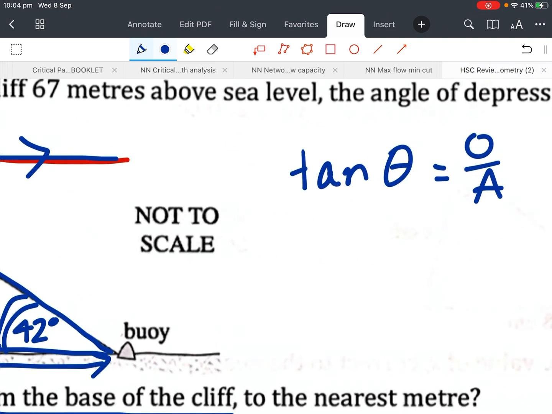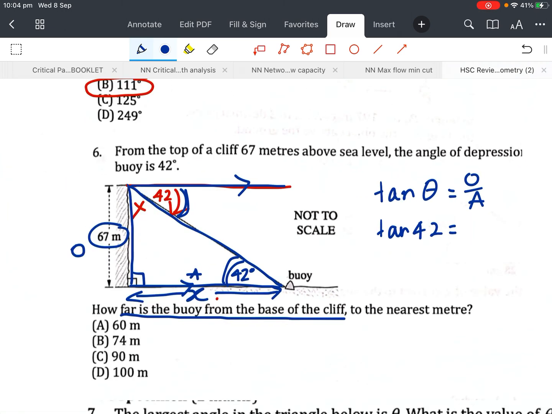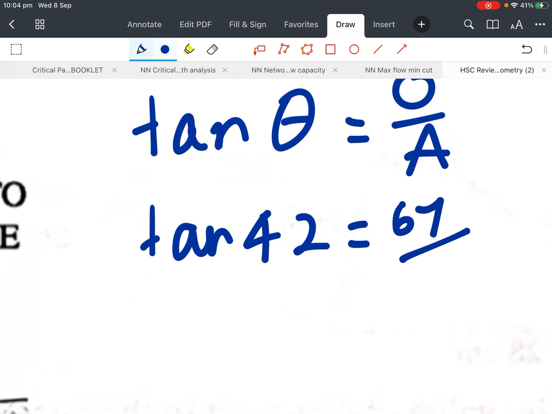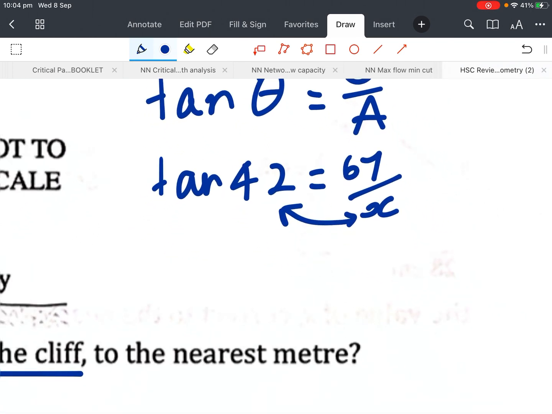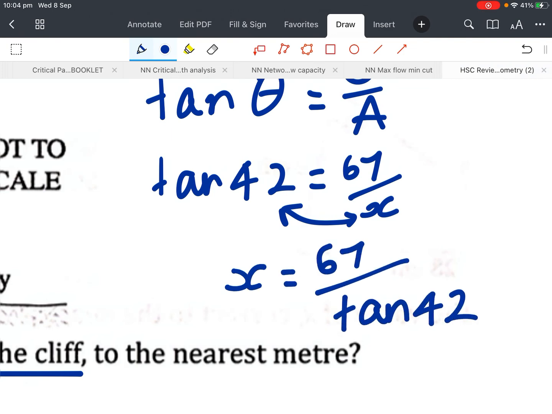So I'm going to go tan of 42 equals, O is 67, and the adjacent was X, if you remember. Do you remember what to do when the unknown's on the bottom? Quickest thing to do is to swap the unknown with the tan 42. The long way is to multiply both sides by X, and then divide both sides by tan 42 to get the X on its own. Either way, you're going to end up with this as your next step. Okay? Do that on your calculator.